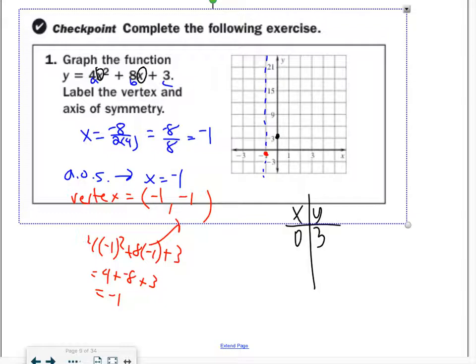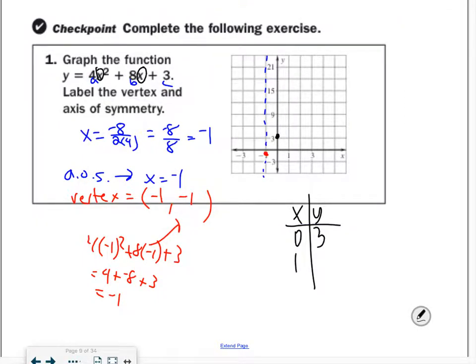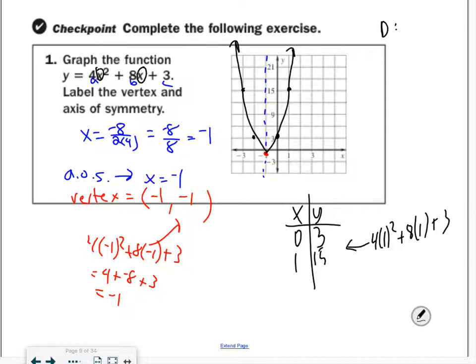I'm just going to pick 1 for my other x-coordinate. If I put 1 in there, I get 4 times 1 squared plus 8 times 1 plus 3, which is 15. So that's right there. Plot the 2 points on the other side of the axis of symmetry and connect them. There's your graph.